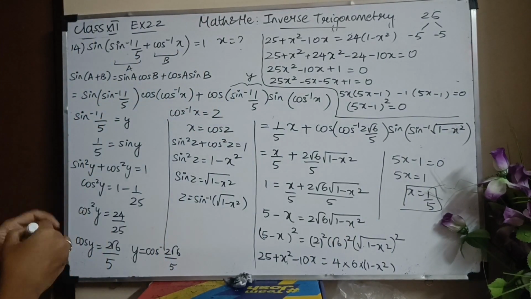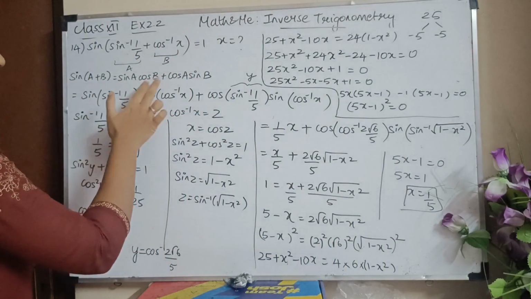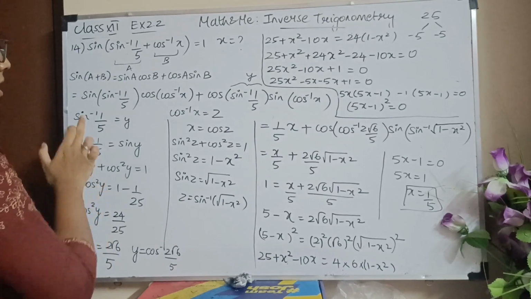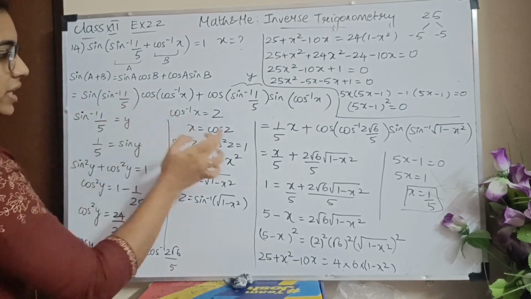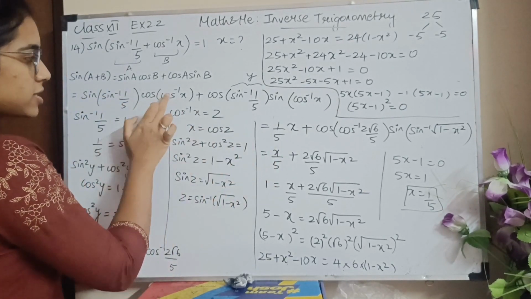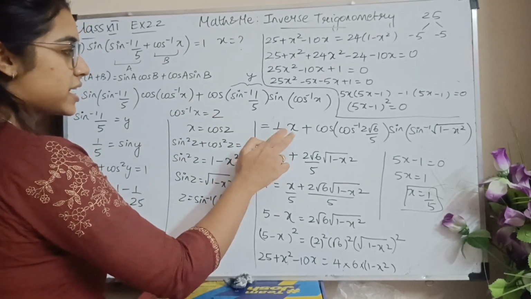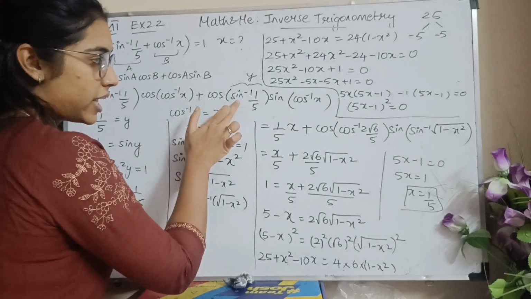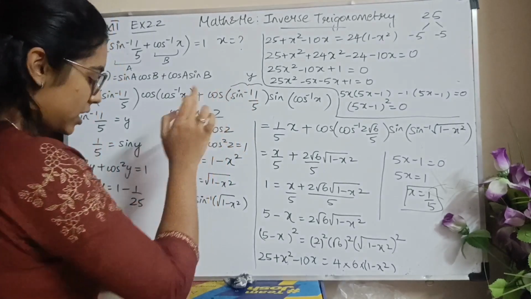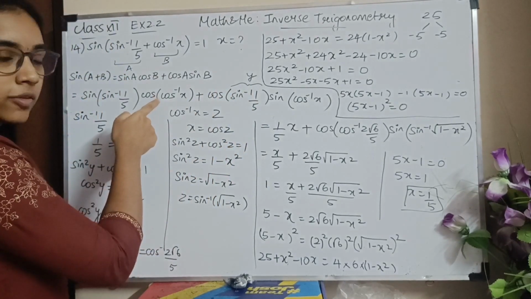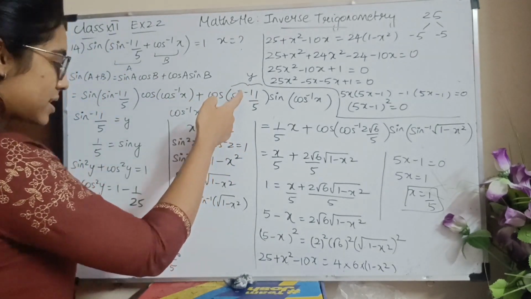Okay, so what did I do? I have sine of a plus b. So I used the sine a cos b plus cos a sin b formula. This is sine of sine inverse of something, so it directly becomes 1 by 5. Cos of cos inverse of something directly becomes x. But I have cos of sine inverse here. I need to change this sine inverse in terms of cos inverse to apply a similar formula. Correct? So how can we change sine to cos?